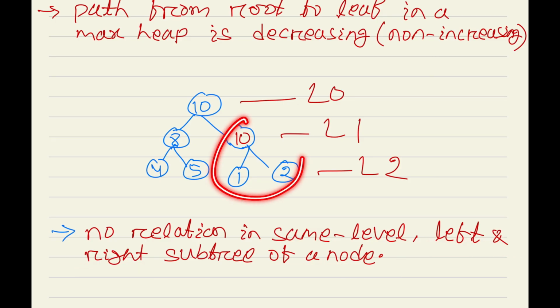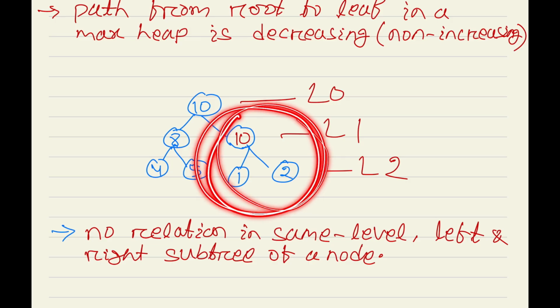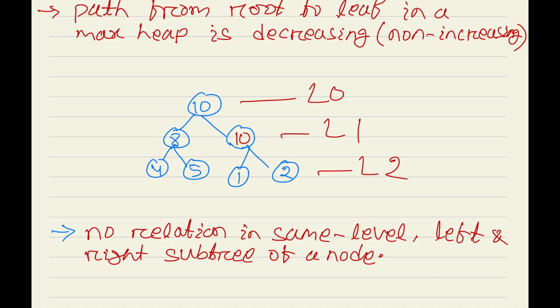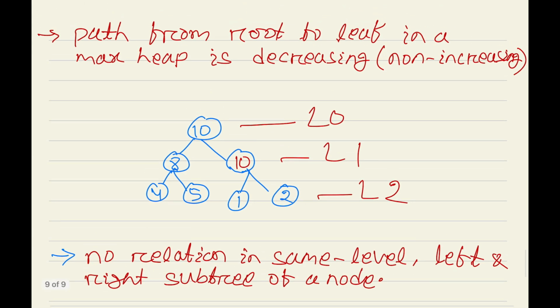Consider this one. Here 10 is the parent, the left child is 1, and the right child is 2. We cannot say whether the left child is greater than the right child or the right child is greater than the left child. We cannot say the relation between left child and right child, only the relation between parent and children we have to consider. I hope this part is also clear.